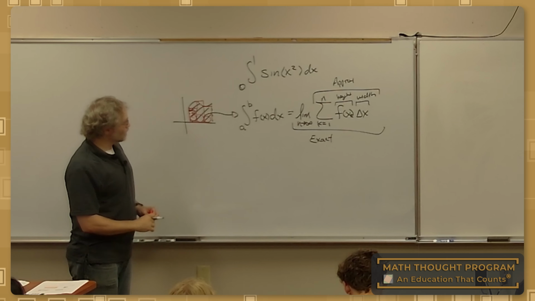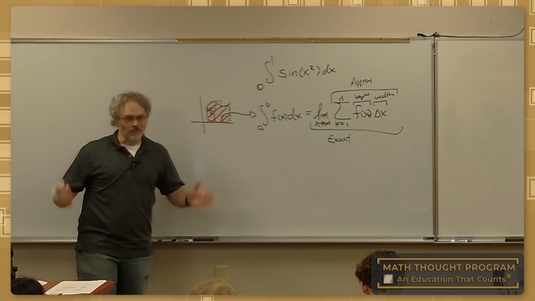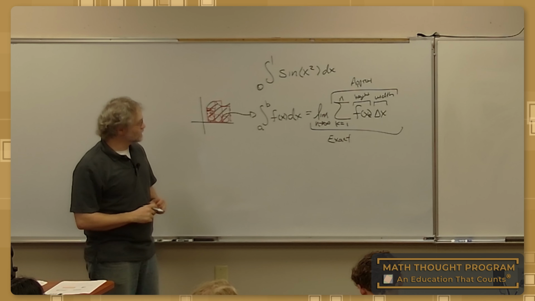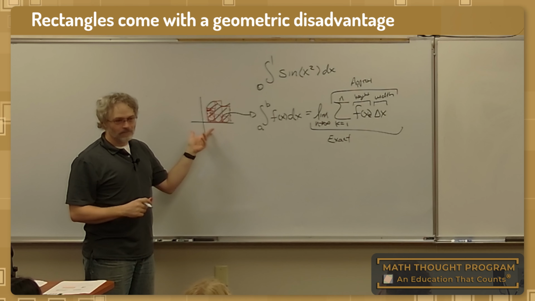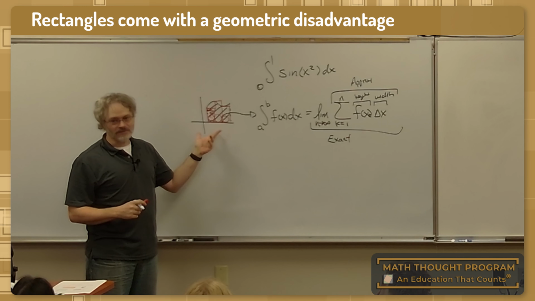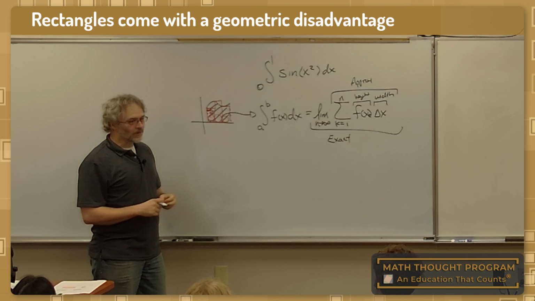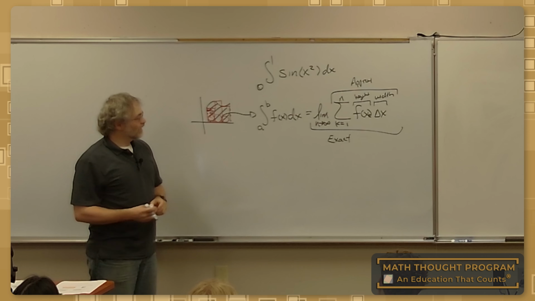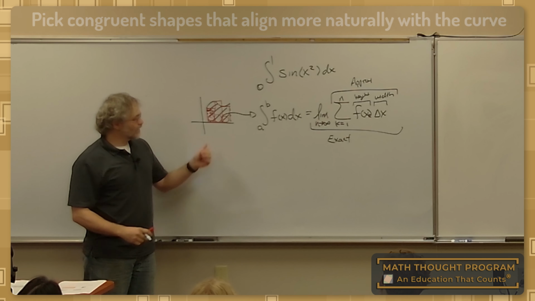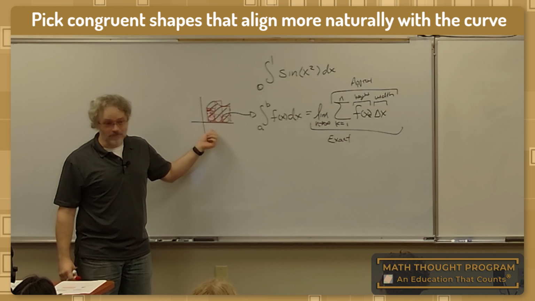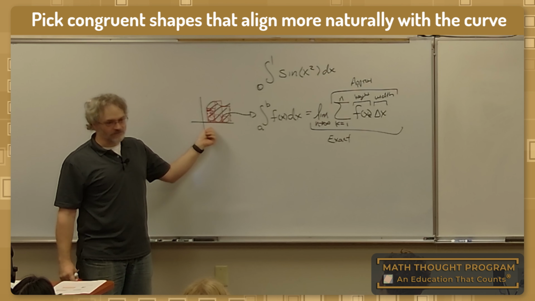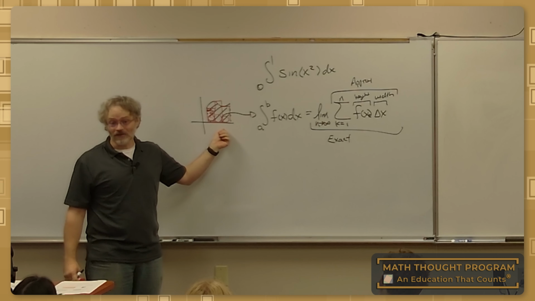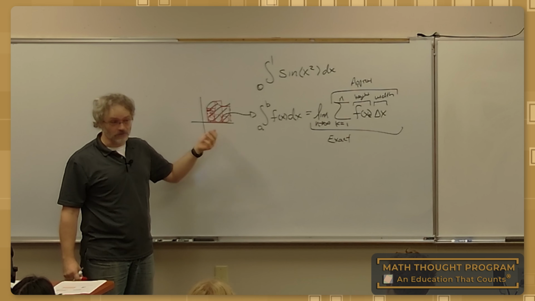But what I want to do, guys, is think more like an engineer, more like a scientist. I see that this works, but it's slow and clunky. I want to make this better. The idea, again, is to use congruent shapes that better fit the curve. If I use shapes that better fit the curve, I get to the answer a whole lot faster using a bunch of these circles or triangles.